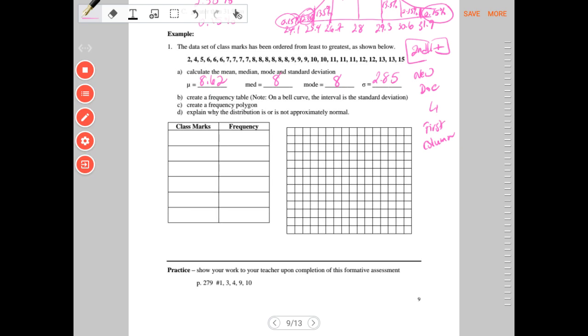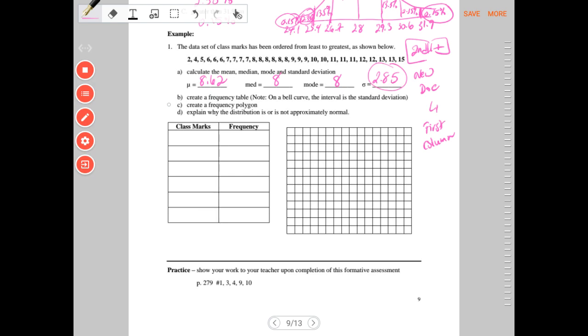Now, I would like us to use this information, and again, we're going to make a frequency table. So note that on a bell curve, the interval is the standard deviation. So we're going to use this as our interval, okay? And again, what you should do is start at the mean and add and subtract that interval until you get all of your intervals. Remember, we're only allowed to have a minimum of 5 and a maximum of 12. So I think when this worked out, I did 6.